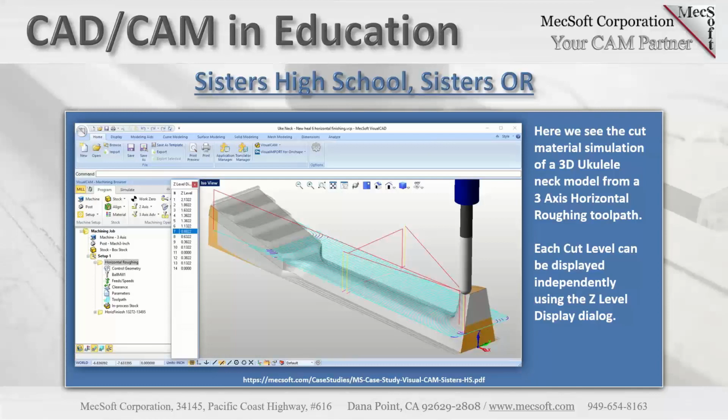Now, here is another slide of Visual CAD/CAM. This is a cut material simulation in Visual CAM, which is the plugin that runs inside of Visual CAD. We're looking at the initial horizontal roughing toolpath, also referred to as Z-level roughing or roughing in levels. Here on this screen, we have the Z-level display dialog shown, and we're looking at level number 7 in the cut material simulation.